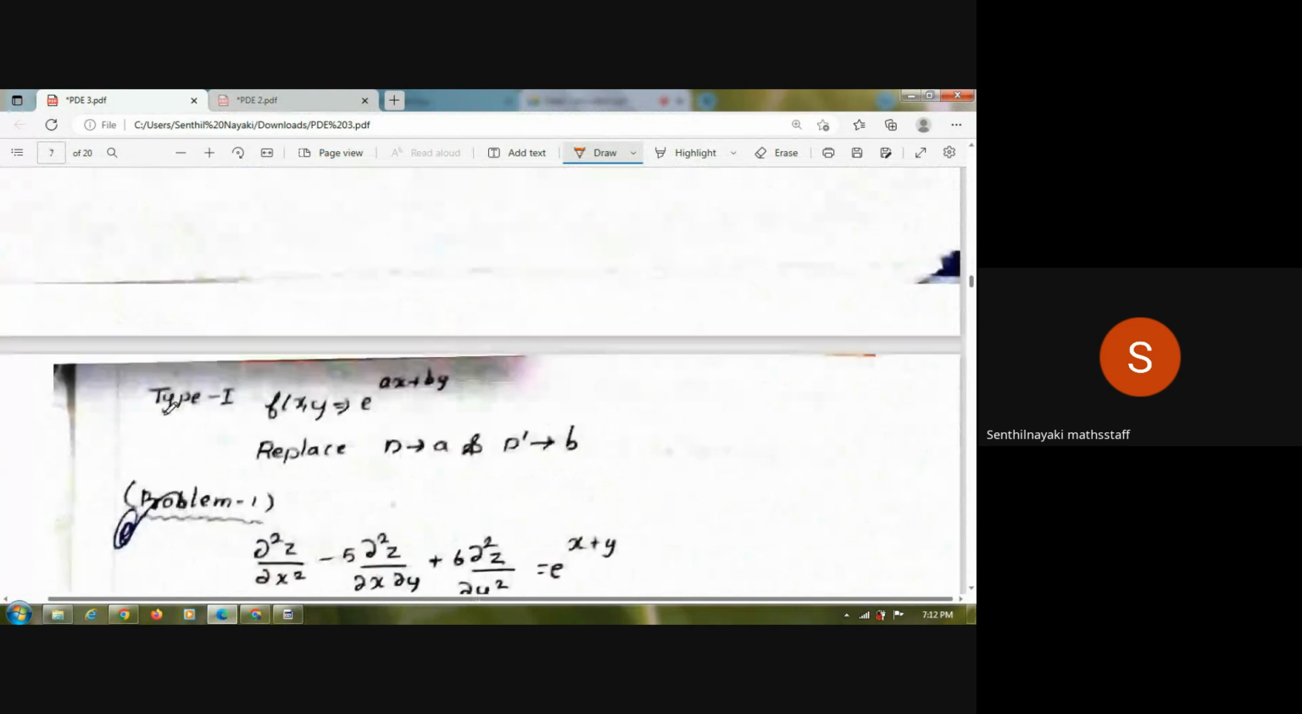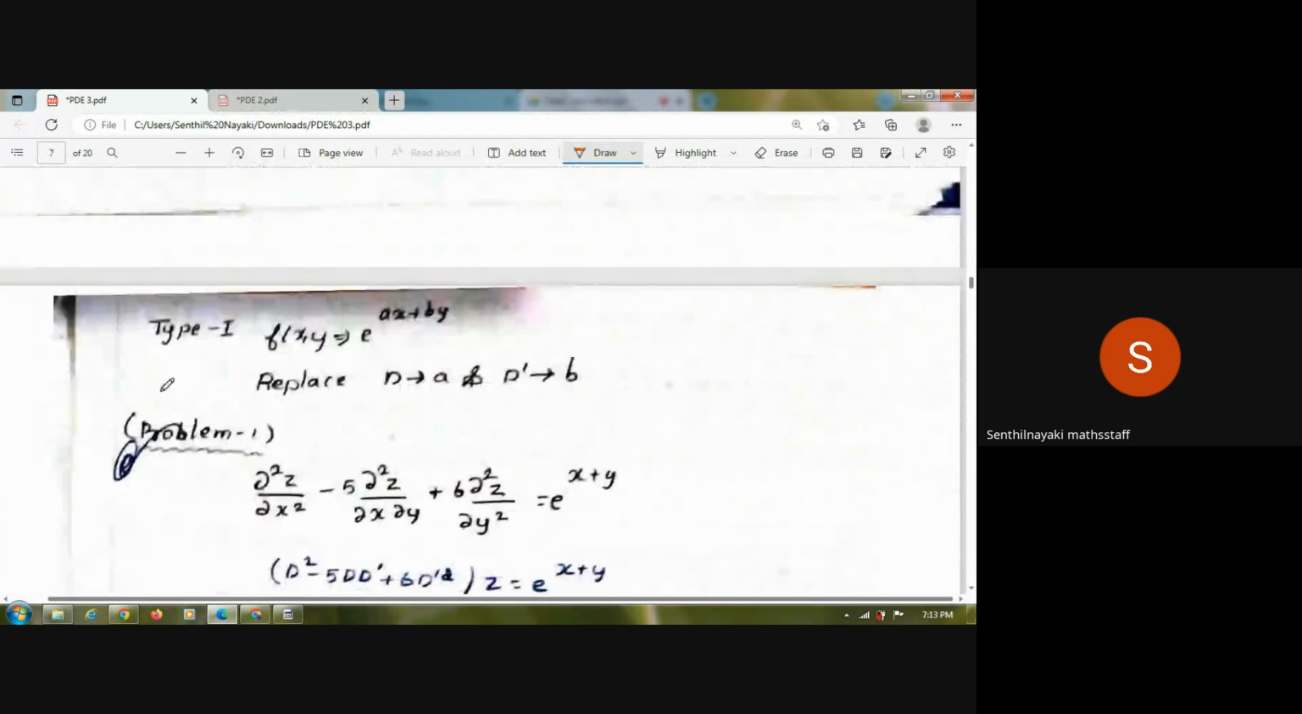Okay, now we are going to discuss the solution procedure for higher order partial differential equations. That is very important and very easy also. Already you have discussed ordinary differential equations. You may be aware of the solution procedure for ordinary differential equations. Then you can easily understand the solution procedure of higher order partial differential equations. So in this type 1, that is the exponential case, it is in the form of e power ax plus by.